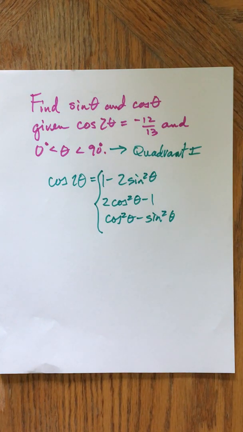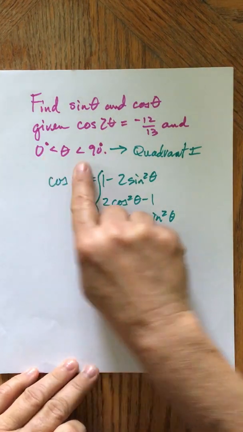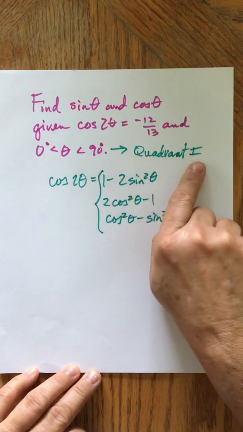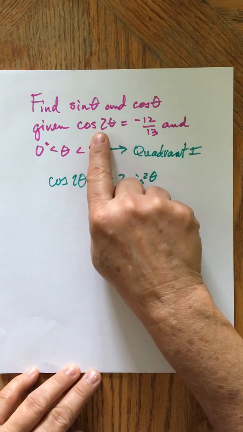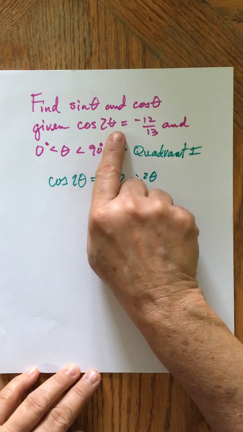So, in this video, I'm going to go through answering the question, find sine theta and cosine theta, when you're given the double angle cosine of 2 theta is equal to negative 12/13. And then you're told that theta is between 0 and 90 degrees. So what I know from this information is that my angle theta is in quadrant 1. But I'm given a double angle here, cosine of 2 theta.